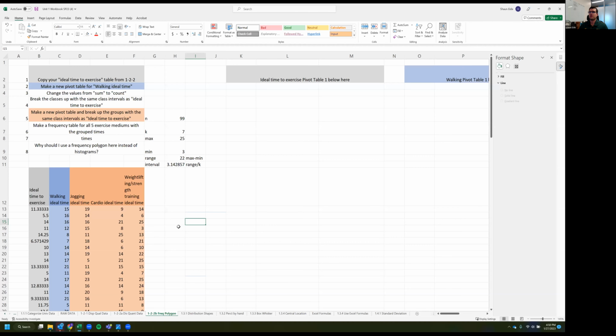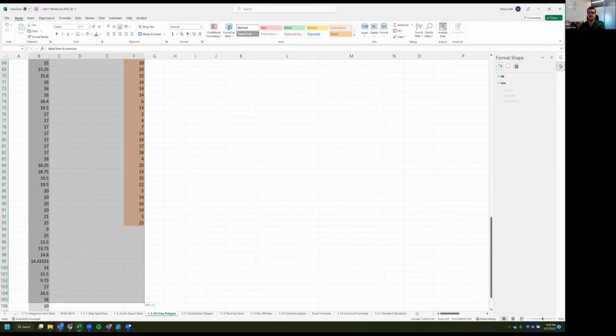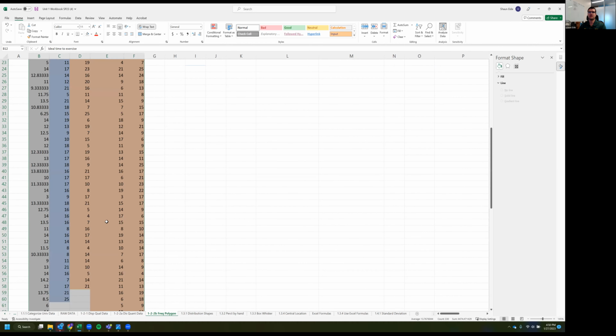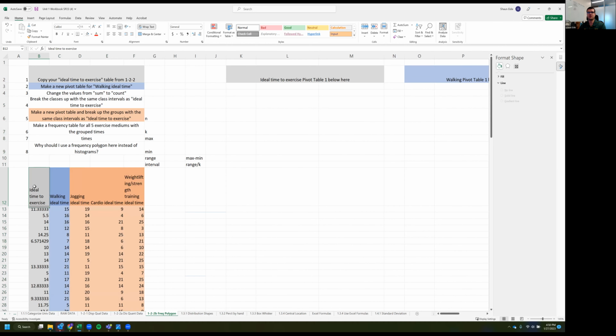So in this lecture, we're going to be going over how to complete Excel workbook 1-2-2B, frequency polygon, and I'm going to go ahead and share my screen. So right here, we have 1-2-2B, frequency polygons. And what we're going to do is make a frequency polygon for this data here. First thing that we're going to do is highlight all of this.